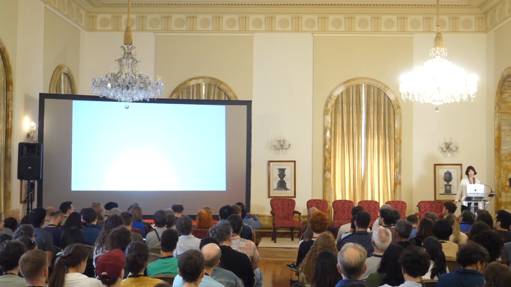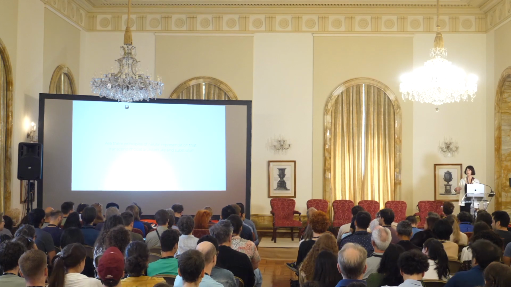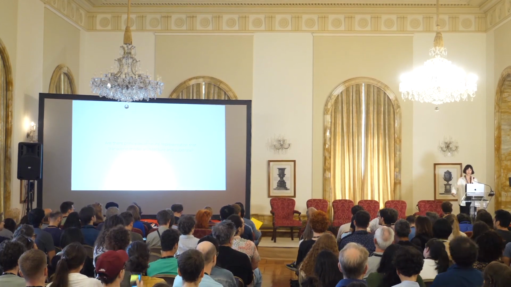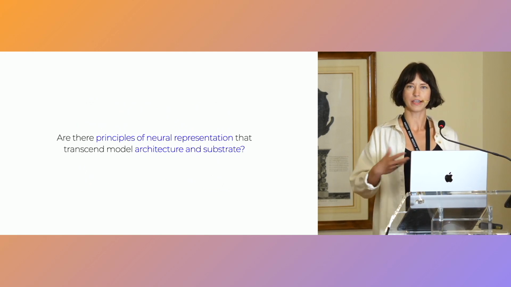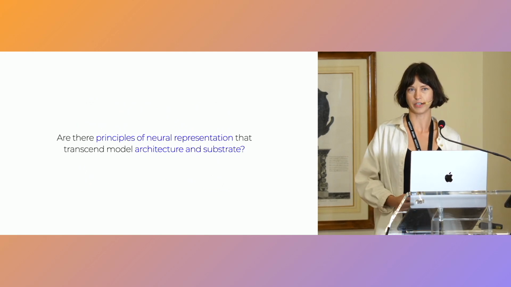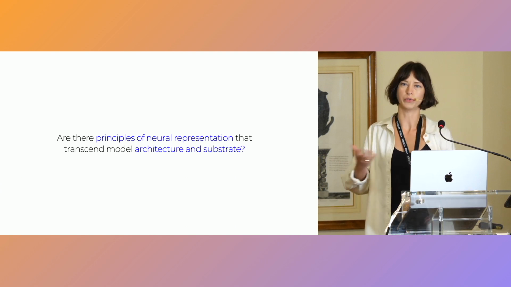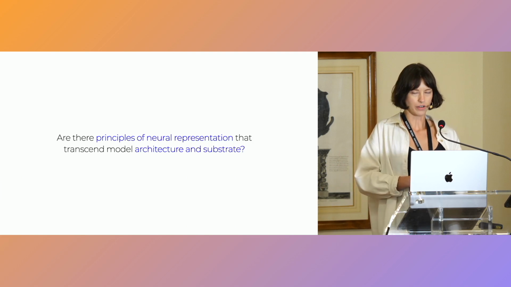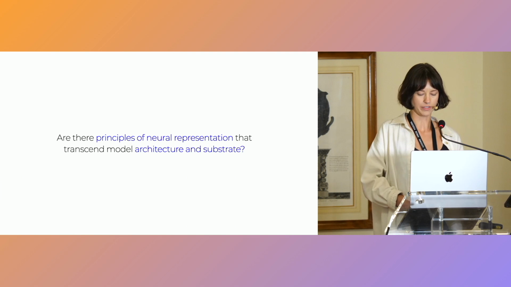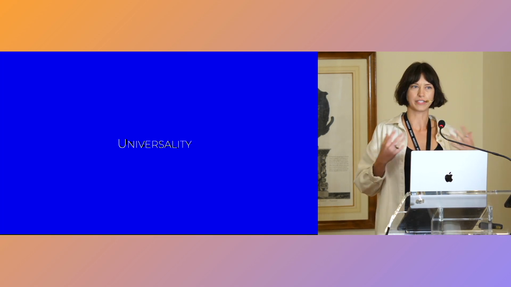I'm very fascinated by neural representations, and in particular, whether there are principles that govern the formation of neural representation, principles that transcend model architecture and substrate, principles that apply to different types of learning systems, be they biological or artificial, different model architectures under different conditions. And there is an interesting class of phenomena that suggest that there might be. Some people have called this phenomenon universality, others have called it convergent learning.